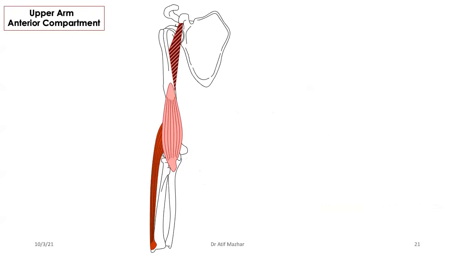Now let's look at this. You're looking at coracobrachialis, brachialis, and brachioradialis. Are we good so far? Only biceps is missing here. So now we'll be talking about the arteries and the veins and the nerves. Important one. We are good with this. Who's this? Subclavian becomes axillary, becomes brachial.